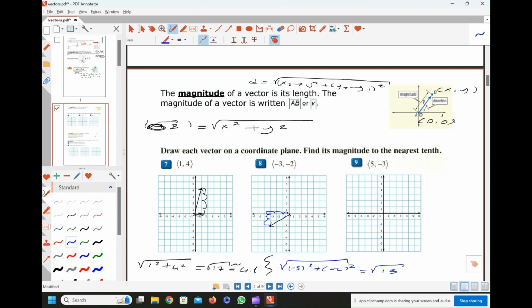It's asking about rounding it to the nearest tenth. So use your calculator. It's going to give you 3.6 something something. So you just need one number after the decimal point. So 3.6 is the answer to the nearest tenth. So this is how you find the magnitude.